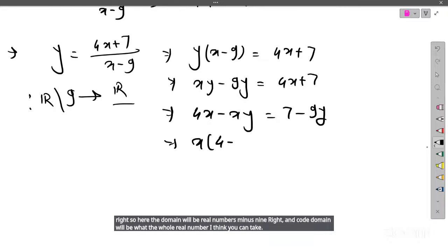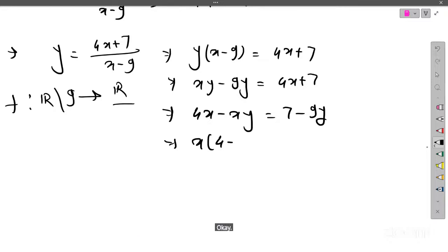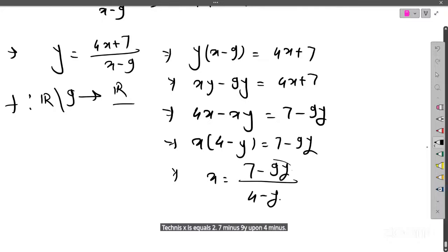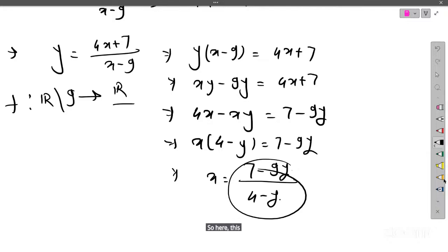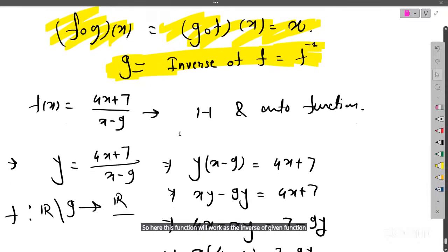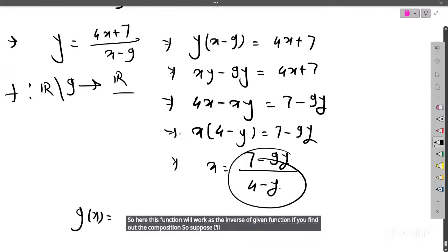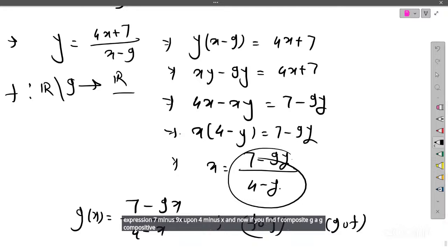Okay. So here x times (4 minus y) is equal to 7 minus 9y. That means x is equal to (7 minus 9y) upon (4 minus y). So this function will work as the inverse of the given function f. Suppose I define g of x to be the same expression, (7 minus 9x) upon (4 minus x). Now if you find f composite g and g composite f, you will get x only.